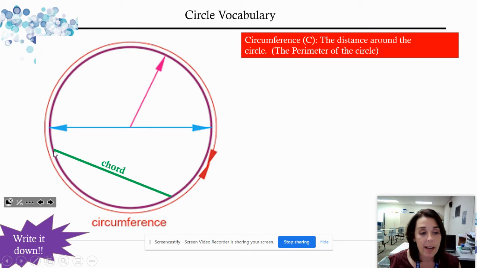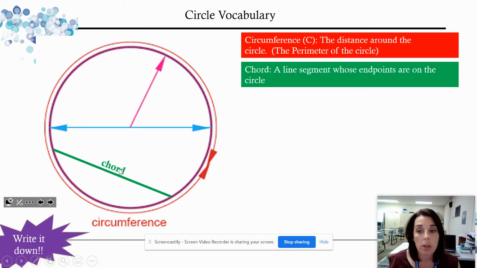A chord is any line that goes through the circle. The endpoints have to be on the edges of the circle, but it's inside the circle. Diameter is a special kind of chord. It goes through the center of the circle. It has to touch both sides of the circle. So you've got way over on the left, all the way over to the right, but more specifically, it has to go through the dead center of the circle.